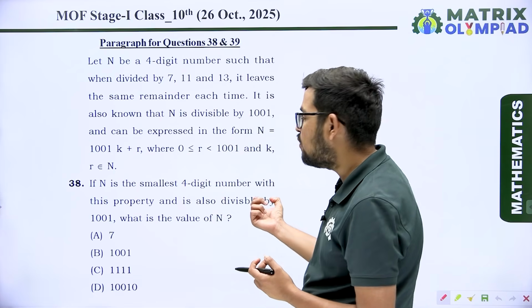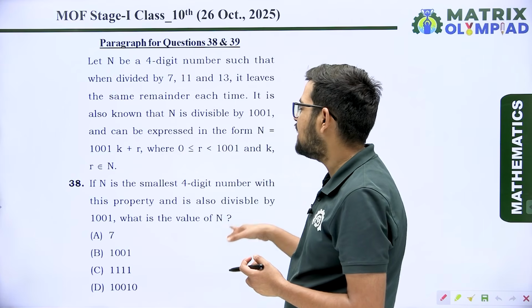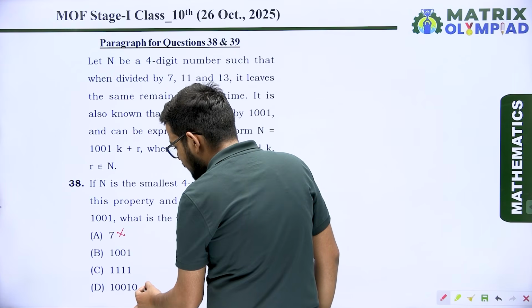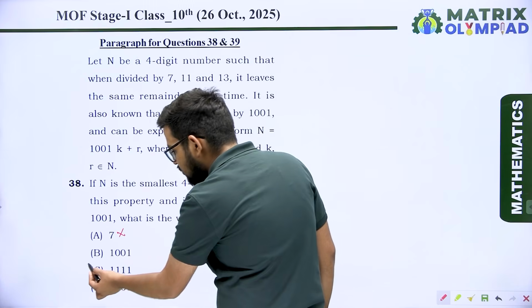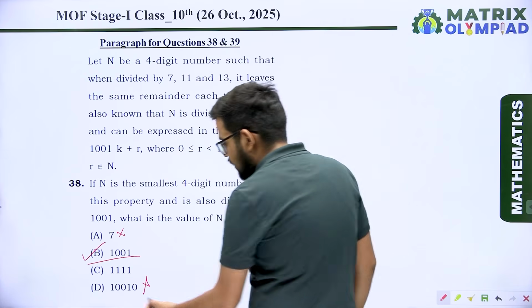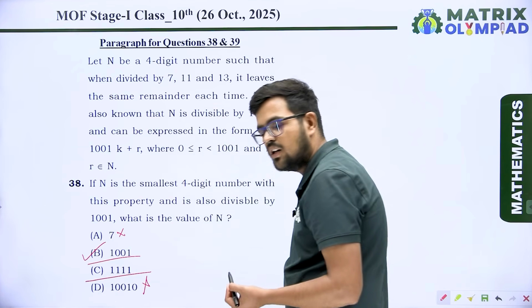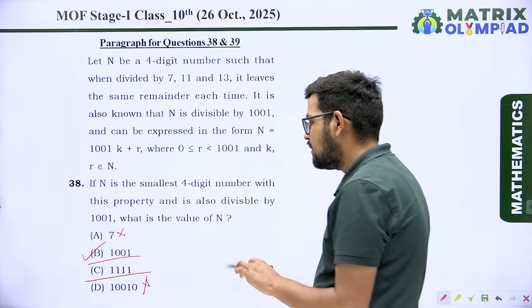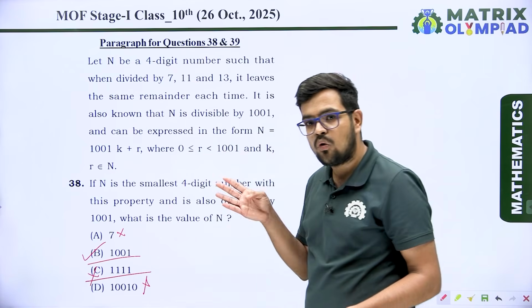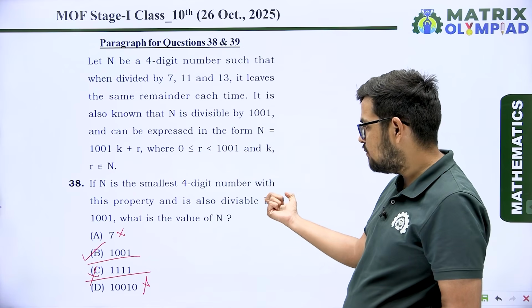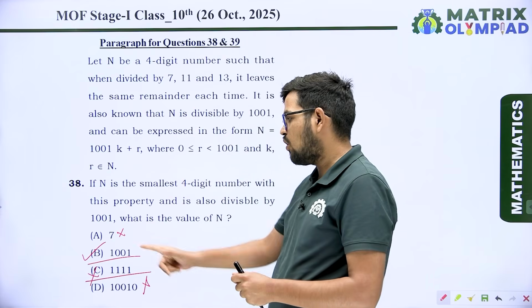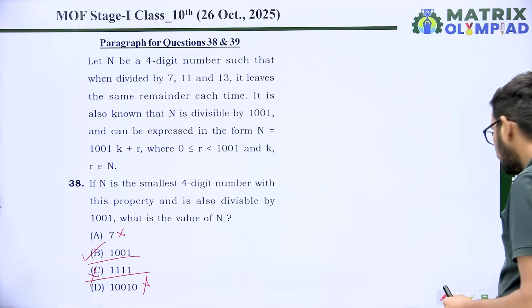So, the smallest 4-digit number that is completely divisible by 1001. This one is a 1-digit number, this one is a 5-digit number. Only 1001 will be divisible by 1001, and when you divide 1111, you will get some remainder, so this one is not correct. So the smallest 4-digit number that will divide by 1001 will be 1001 itself. So option B will be the correct answer.